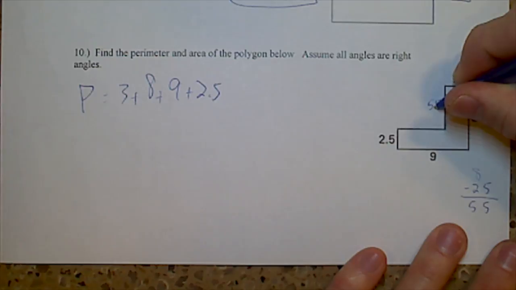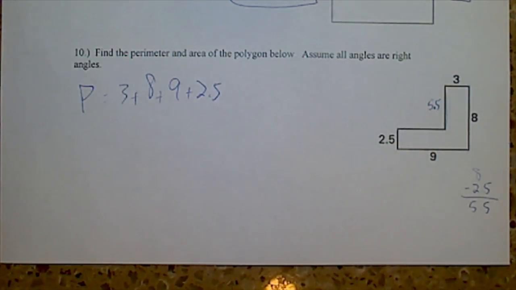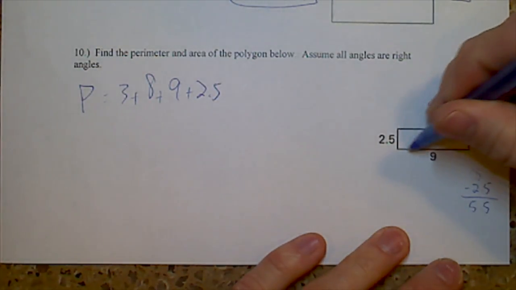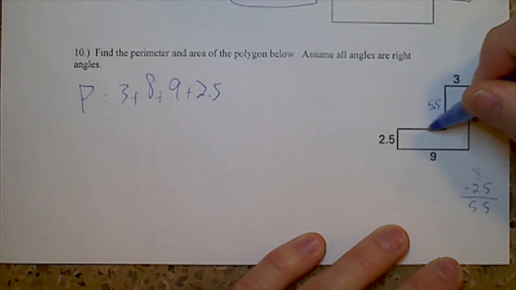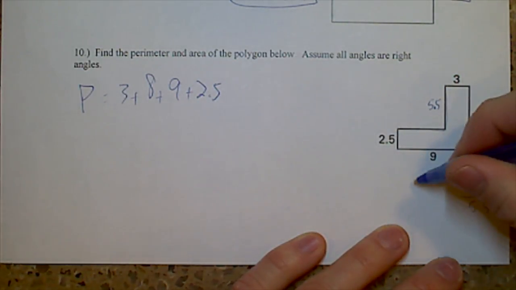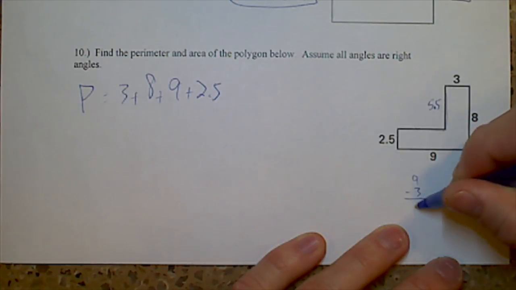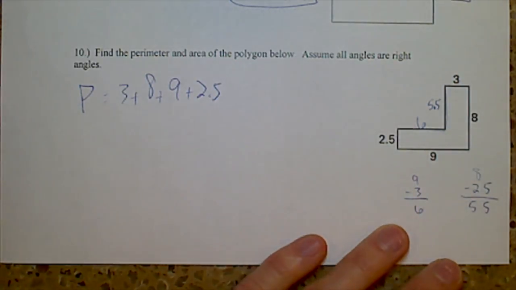Sorry, make sure I darken that decimal in so you can see it. Likewise, if this is 9 and this is 3, then the length of this segment would have to be 9 minus 3, or 6. Right? So this would be 6 units long.